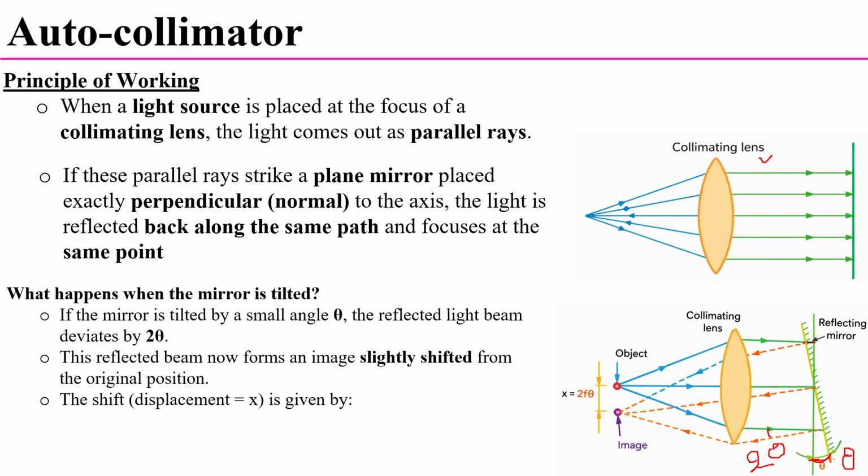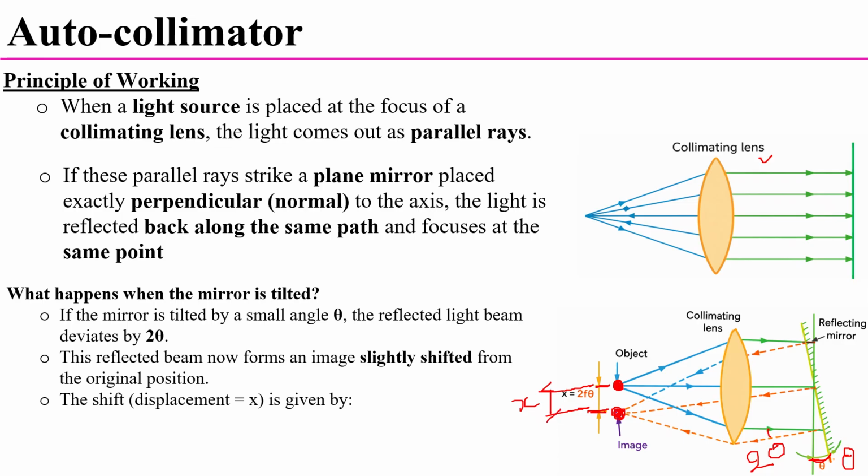See here. Initially the image is at this position, when the mirror is exactly perpendicular to the light axis. Now the mirror is tilted, the beam deviates by 2 theta, and the image is formed at this position. So it is shifted from the original position. Let us consider that shift to be x.